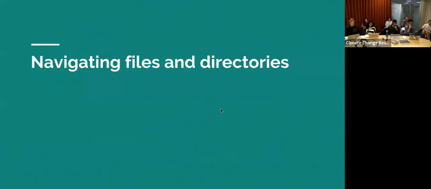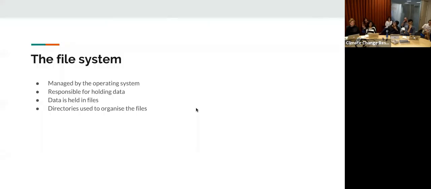Navigating files and directories. The file system is managed by the operating system, so macOS or Linux or Unix or Windows. The purpose of the file system is to hold all the data. The data is held in files, and then you have directories to organize these files so that they don't bunch up in one location. A little bit like a document folder: you have folders and documents inside that folder.